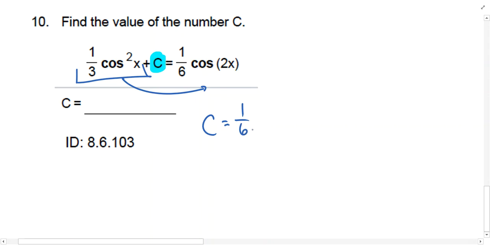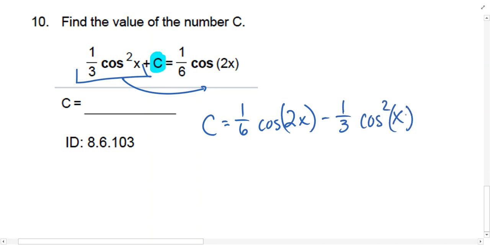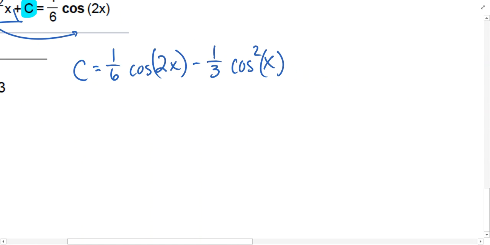1/6 cosine 2x minus 1/3 cosine squared x. And that's okay. The trouble that we have is that the arguments inside of each trig function don't match. So it's not like this is a quadratic equation that can be solved, because the arguments on the interior here just don't agree. So we've got to do something a little bit different.